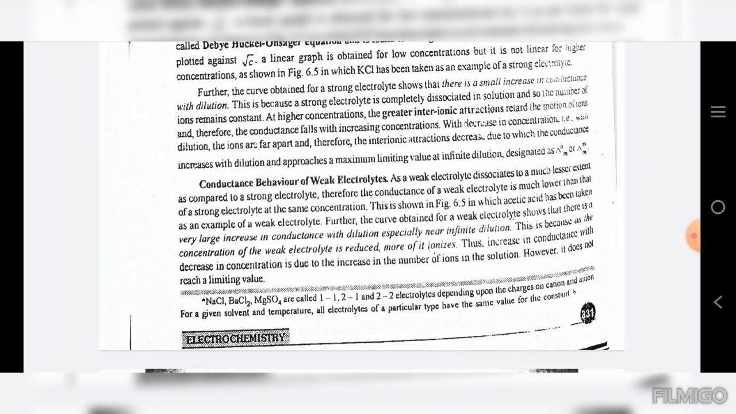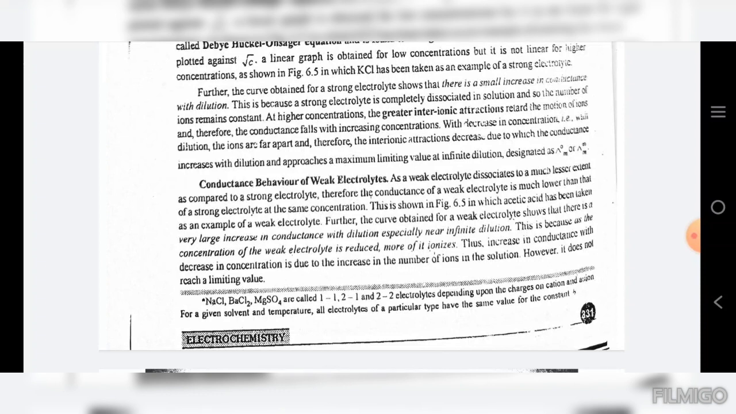Conductance behavior of weak electrolytes. As a weak electrolyte dissociates to a much lesser extent as compared to a strong electrolyte, the conductance of a weak electrolyte is much lower than that of a strong electrolyte at the same concentration. This is shown in figure 6.5, in which acetic acid has been taken as an example of a weak electrolyte.